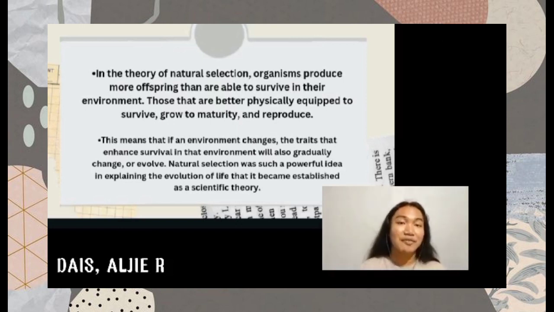This means that if an environment changes, the traits that enhance survival in that environment will also gradually change or evolve. Natural selection was such a powerful idea in explaining the evolution of life that it became established as scientific theory. Biologists have since observed numerous examples of natural selection influencing evolution. Today, it is known to be just one of several mechanisms by which life evolves.